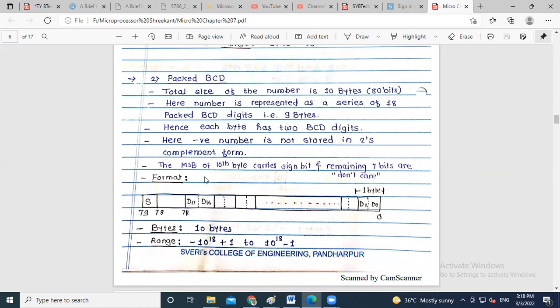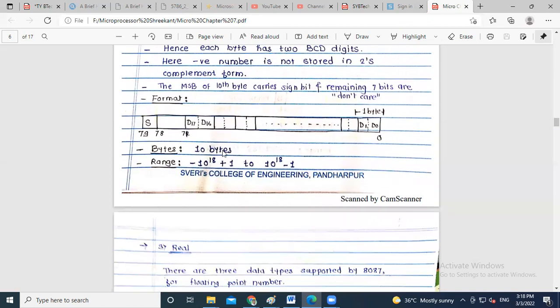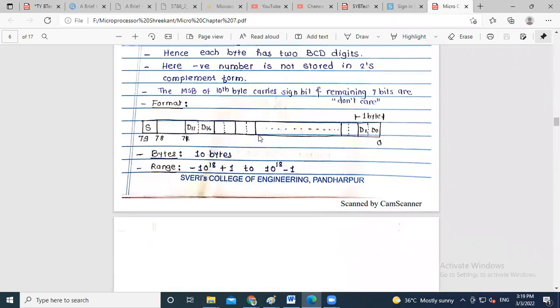So the most significant bit of the 10th byte carries the sign bit, and the remaining 7 bits are don't care. That don't care we represent by the X symbol here. 0 to 79, totally 80 bits capacity in the packed BCD, and 10 bytes means 80 bits. Range is minus 10 raised to 18 plus 1 to plus 10 raised to 18 minus 1. This is the range that the packed BCD occupies.